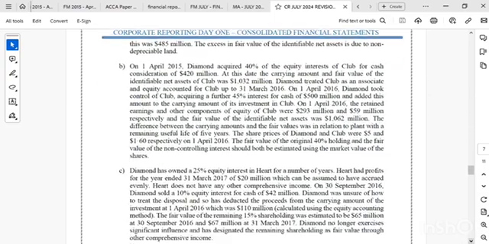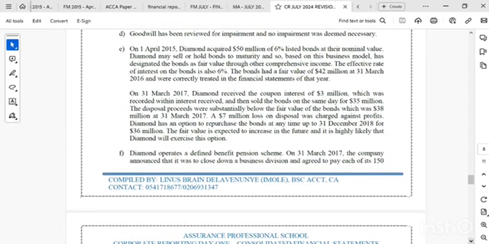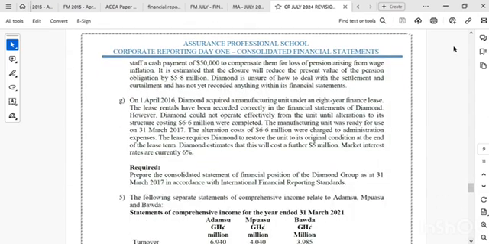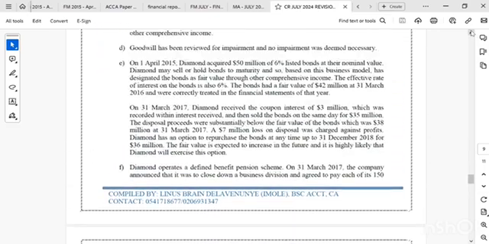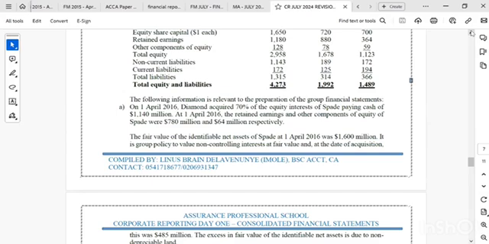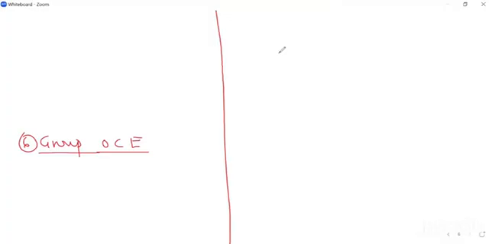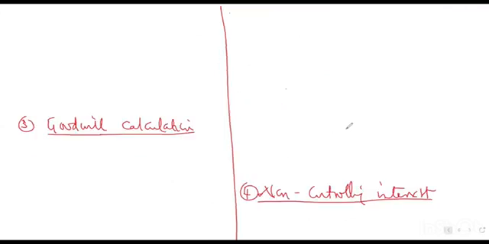Okay, so we have done one. This you can just scan through and see whether there is a disposal of any subsidiary. No, there is no disposal. So we know that from 1st April 2016, Diamond acquired 70% of Spade. So Spade is a subsidiary of Diamond from 1st April 2016. But we are doing this for 31st March, so it means that they are still a subsidiary of Diamond. So what you do is go and consolidate their items also.